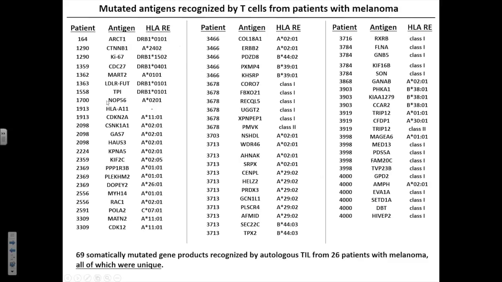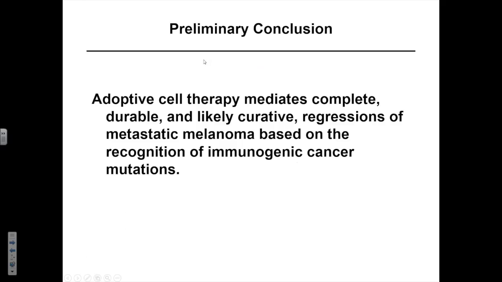And these represent genes from a very large number of intracellular proteins. And we've now done it on additional patients. Again, we've never found the same gene recognized by a patient's TIL that mediated a complete regression. So it thus appears that adoptive cell therapy can mediate complete, durable, and likely curative regressions of metastatic melanoma based on the recognition of immunogenic cancer mutations.